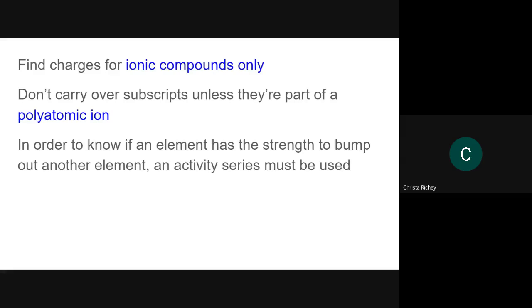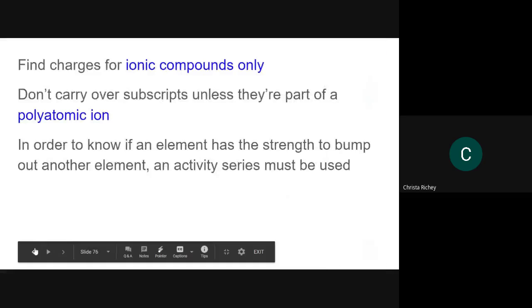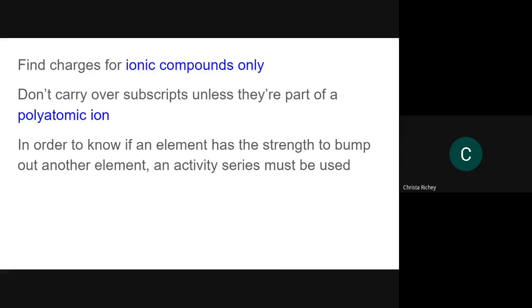If you have subscripts, if they're polyatomics, which was that other chart I gave you, those like SO4 sulfate, sulfates on both sides, it keeps its subscript. Other than that, if it's not related to a polyatomic, you're either using prefixes, or you're using charges to create the element.